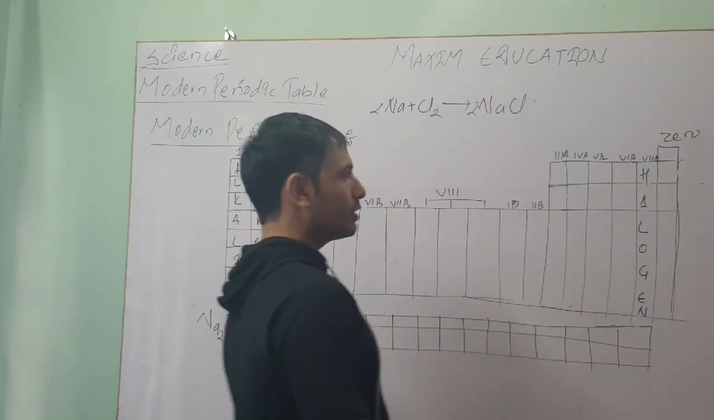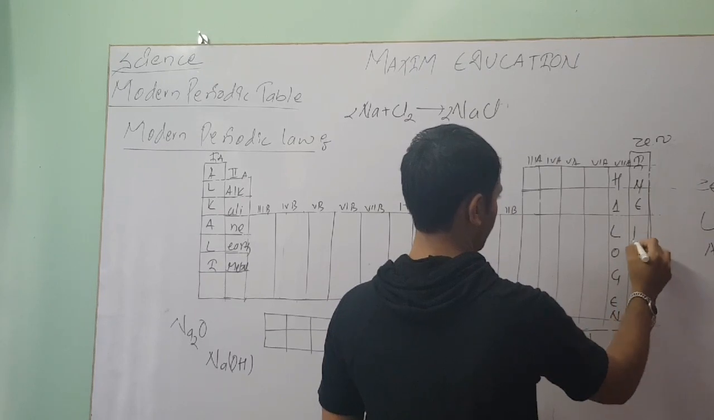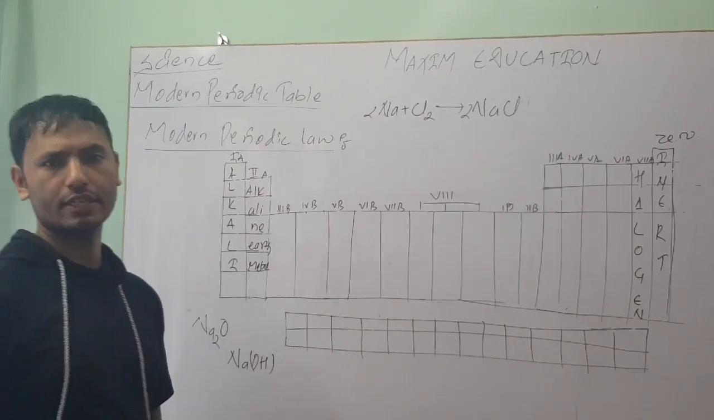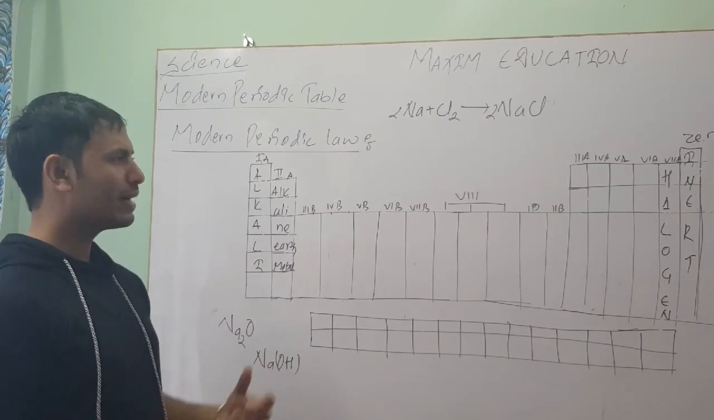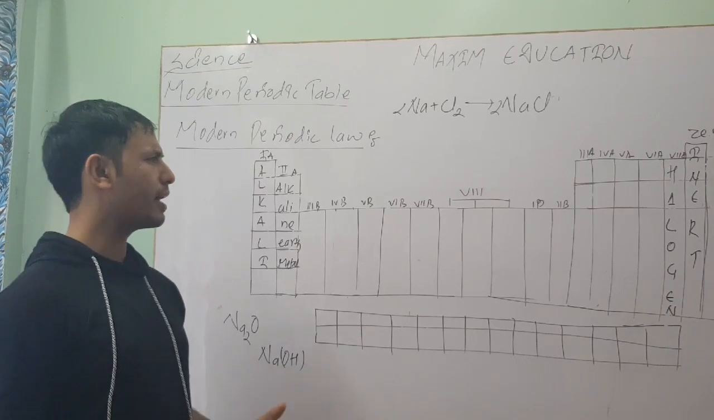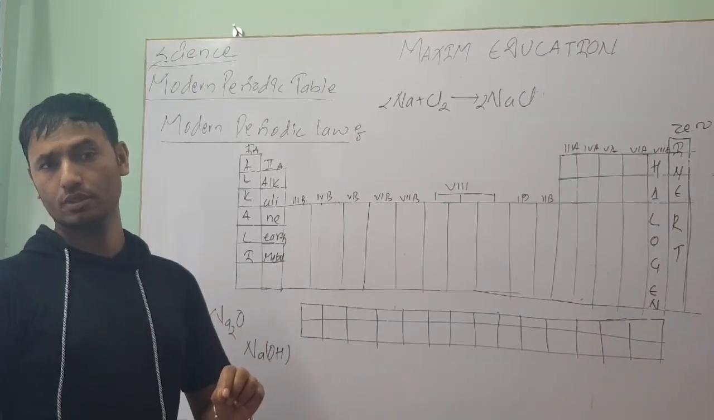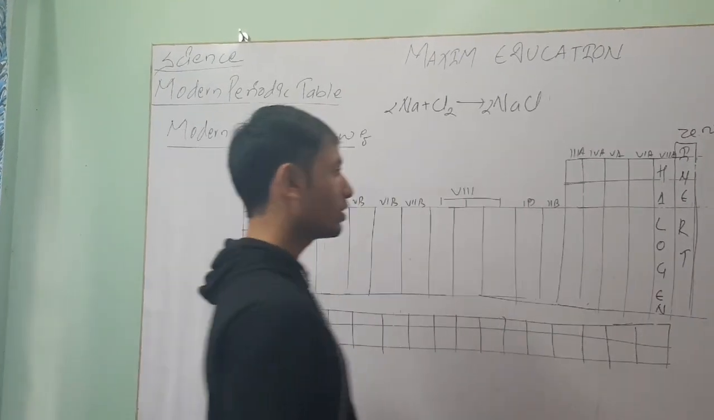The elements of zero group are called inert gases. Why are they called inert gases? Because they have zero reactivity. Why do they have zero reactivity? Because their valence shell is filled with either 2 or 8 electrons, having the stable electronic configuration of duplet state or octet state.